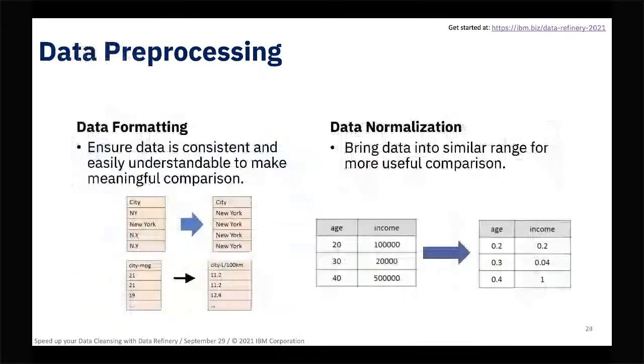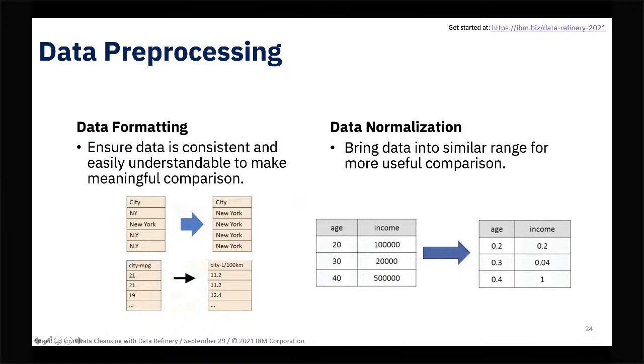Another step in data pre-processing is data formatting. So data is usually collected from different places and by different people, which means that it can be stored in very different formats, right? So data formatting essentially means bringing data into a common standard of expression that allows users to make meaningful comparisons, right? As a part of the dataset cleaning, data formatting ensures that data is consistent and easily understandable.